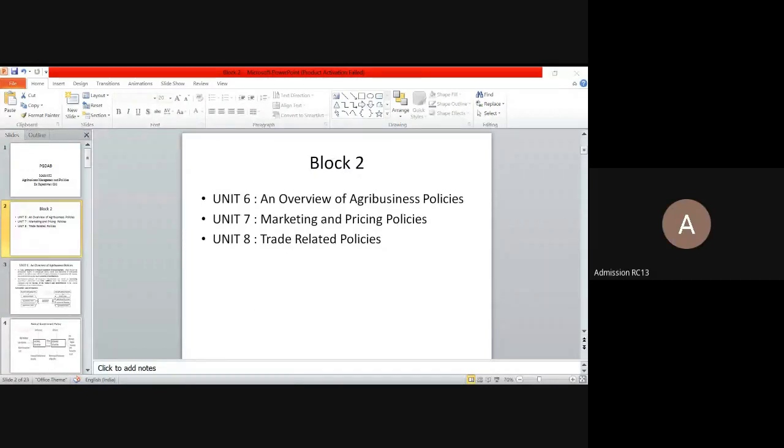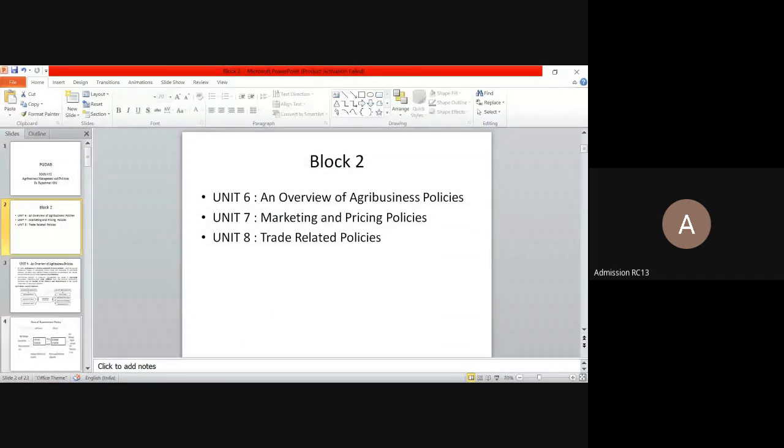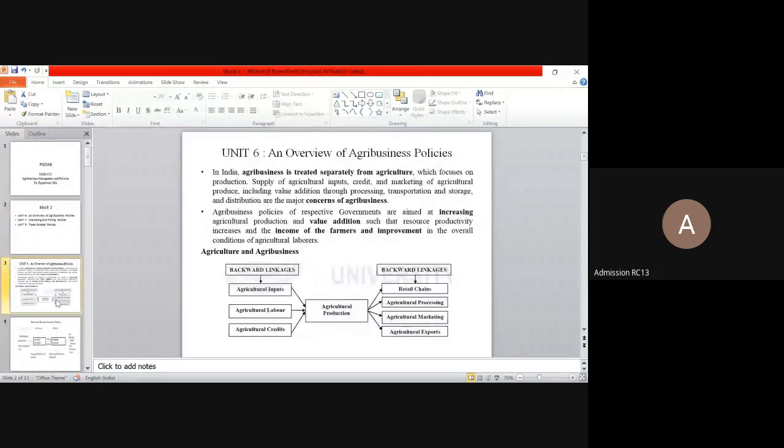Yes, those who have come and joined now, let me remind you, we have moved into block 2, which comprises 3 units: unit 6, agribusiness policies; unit 7, marketing and pricing policies; and unit 8, trade related policies. So let's quickly get into the agribusiness policies first of all.